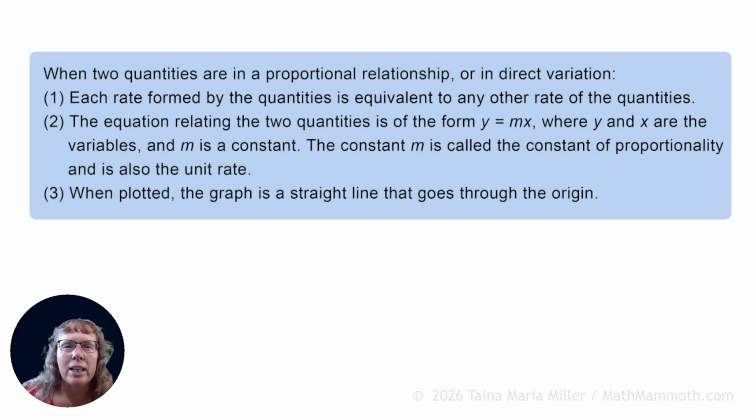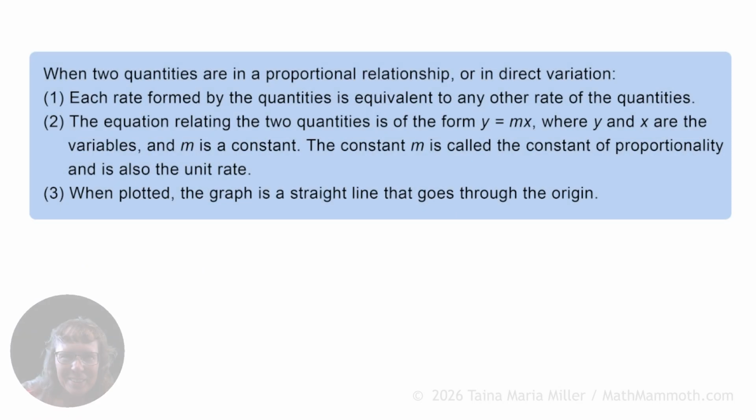Okay, let's read together this little review box. When two quantities are in a proportional relationship or in direct variation, that's another way of saying the same thing, then these three things are true. First, each rate formed by the quantities is equivalent to any other rate of the quantities.